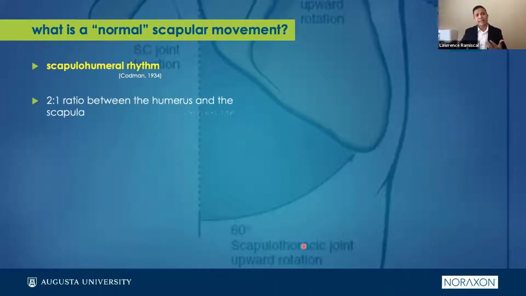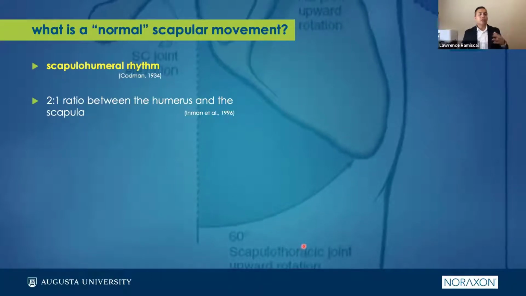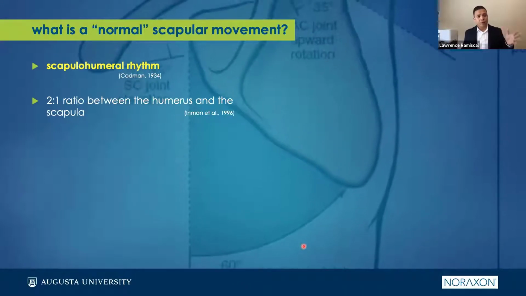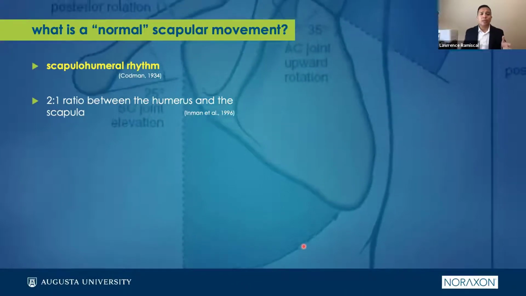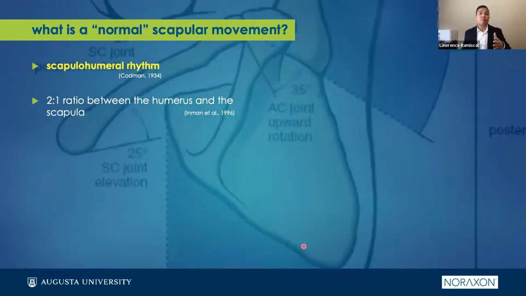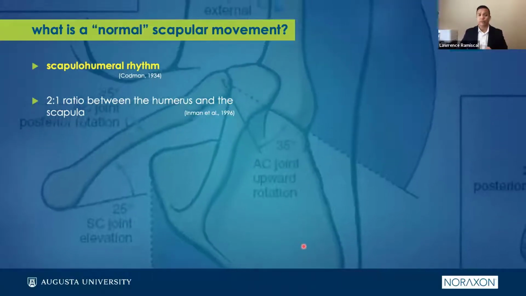What it means is that there's a notion of roughly a 2:1 ratio, just an average, between the humerus and the scapula. In other words, for every 2 degrees of motion of the humerus at the glenohumeral joint, there is 1 degree of motion happening at the scapula, specifically in upward rotation. So those are the motions.